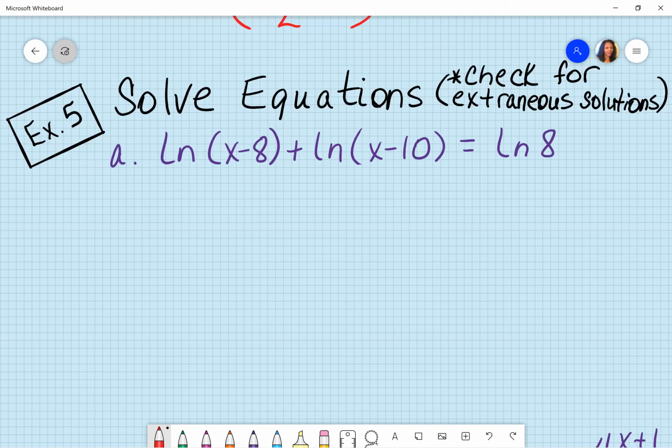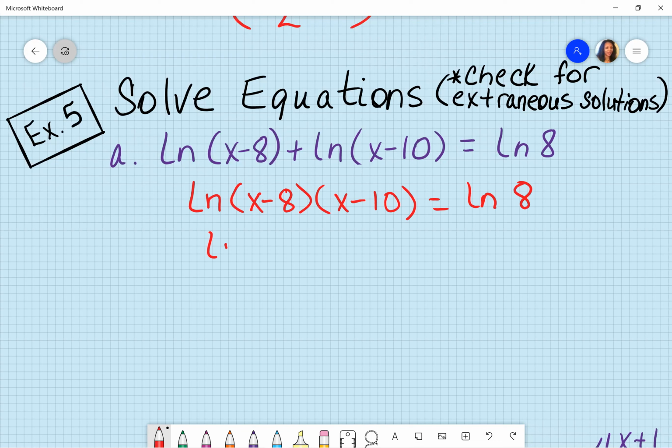What that means is I'm going to condense this into one log, or natural log in this case, and I am going to multiply my values. So when I do that, that is going to be x minus 8 times x minus 10, set equal to the natural log of 8.